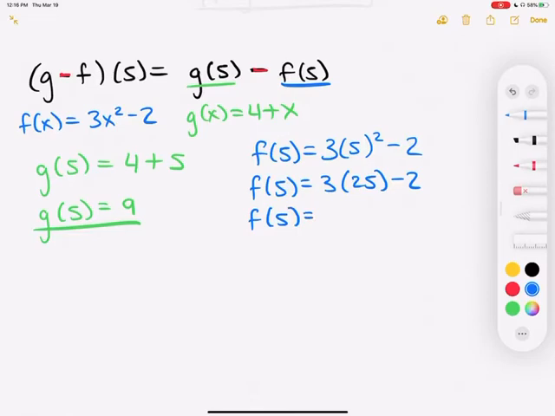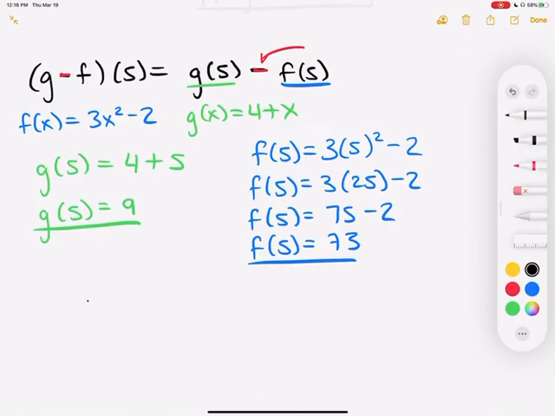And then I have to do the multiplication. So 3 times 25, that's 75, minus 2. And that final result is going to be 73. 75 minus 2, 73. So I have those two results. Okay. Now the last step is this negative sign that I have in here.